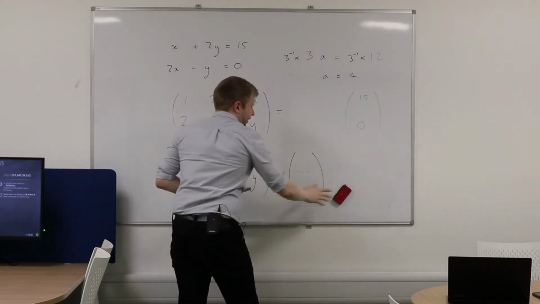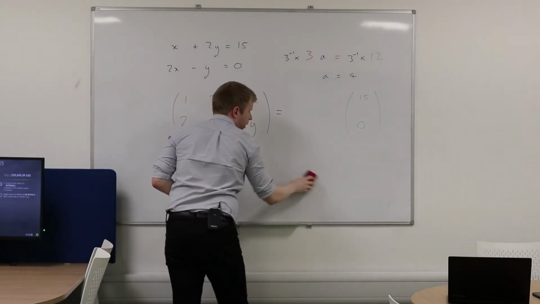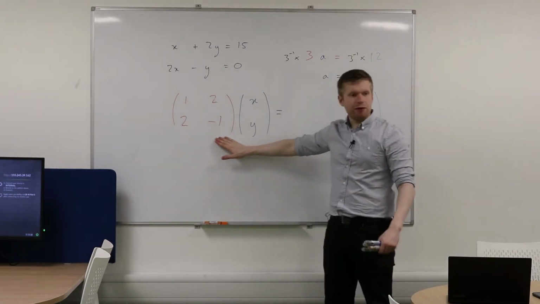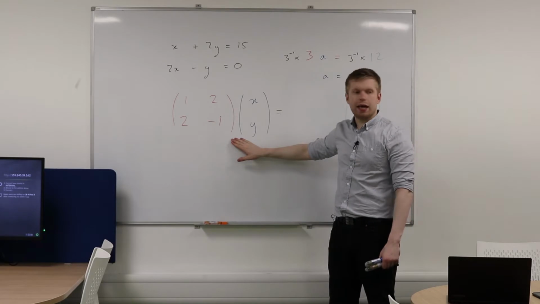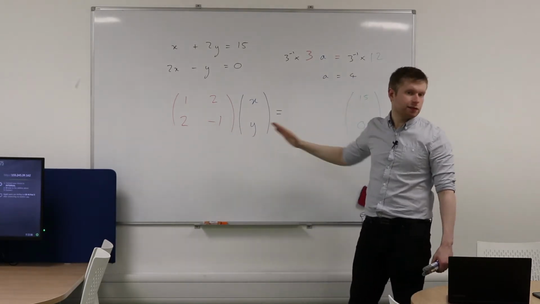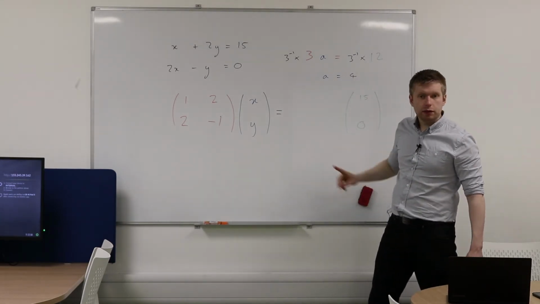Okay, I'm going to try and use the same idea here. So what do I want to do? I want to multiply by the inverse of this matrix here. Because of course if I multiply by the inverse of this matrix on both sides, then I will just be left with xy equals some matrix. So let's see this in action.